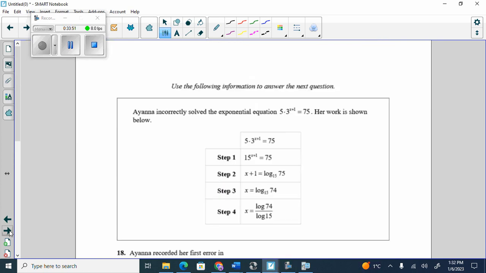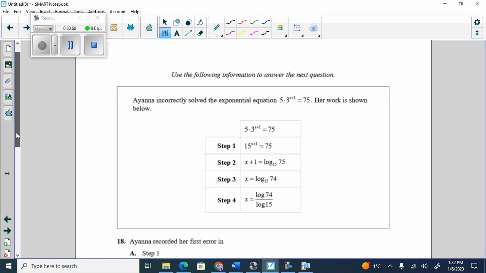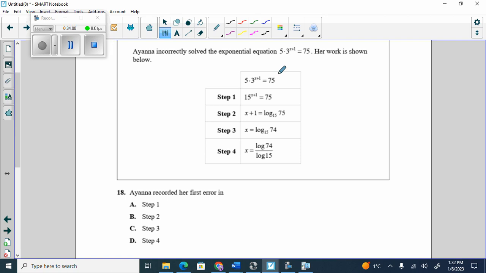Next question. Ayana incorrectly solved the exponential equation 5 times 3 to the x plus 1 equals 75 for work shown below. So we have this, and then she puts those two together and makes it 15, which we know we cannot do. So the error is actually in step 1, right here. Remember I told you we can never multiply those together? So let's see how we actually solve it.